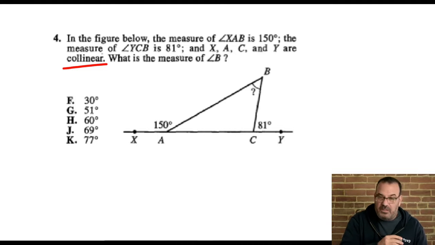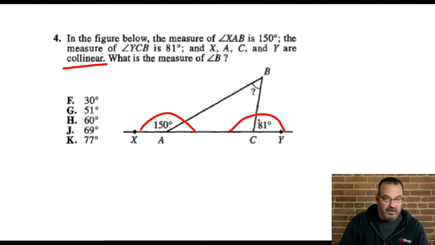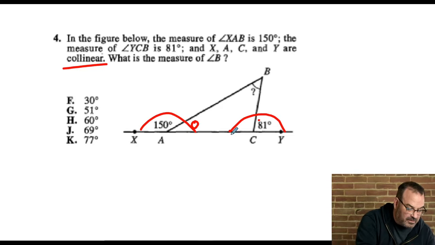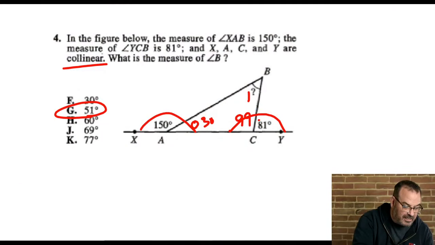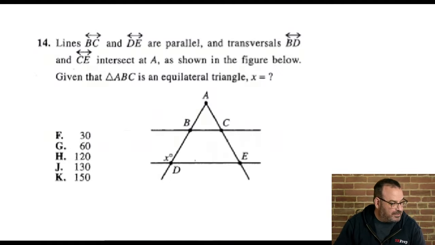What the collinear means, they're on the same line, meaning that these two angles are supplementary. That's a shout out to Nate. And let's take a look here. So this one has to end in 0. This one has to end in 9. So this one has to end in 1. Let's add them up. This is 30. This is 99. 30 and 99 and 51 make 180. We're good to go.